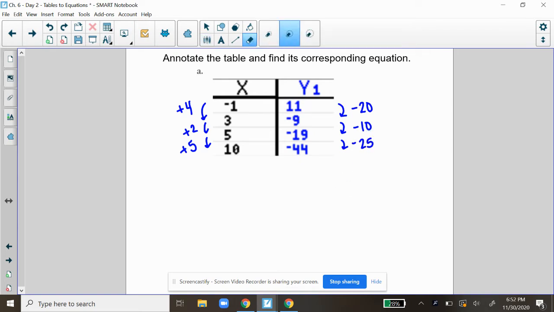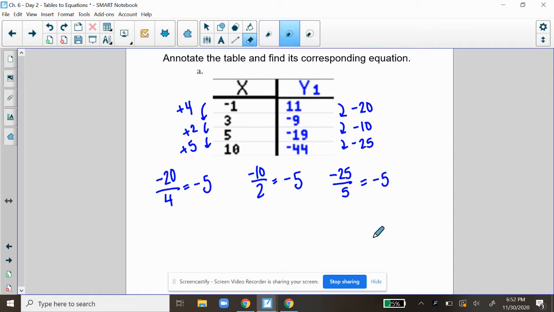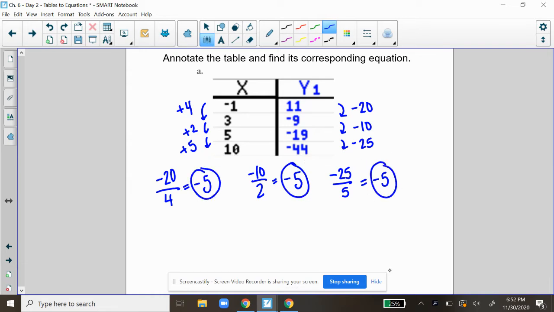So now what we need to do is figure out the coefficient. We actually have 3 ways of finding that, and we can double check that they're all the same. Remember that we are going to divide what's happening on the y by what's happening on my x. So I'm going to do -20 divided by 4, and that's going to get me to -5. I can then do -10 divided by 2, and that's also going to get me to -5. And last but not least, I can do -25 divided by 5, which will also get me to -5. This should be the same for every single one. So notice that my coefficient here is going to be -5.